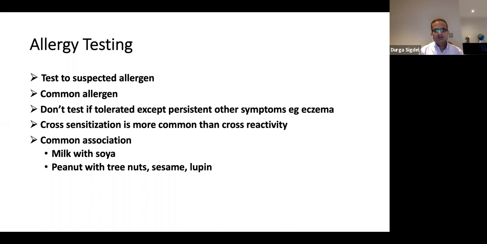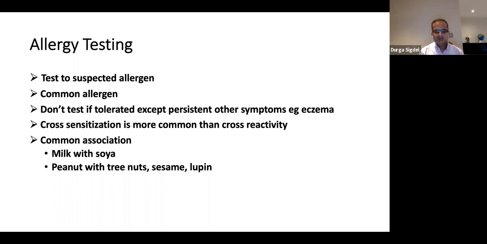Never request any test if the child is already tolerating the food. For example, the child is already having milk in the diet, and the parents ask you to do allergy testing to milk. Don't request that test, because the test may be positive due to sensitization, but the child is already having milk, so that means the child is not allergic to that food.